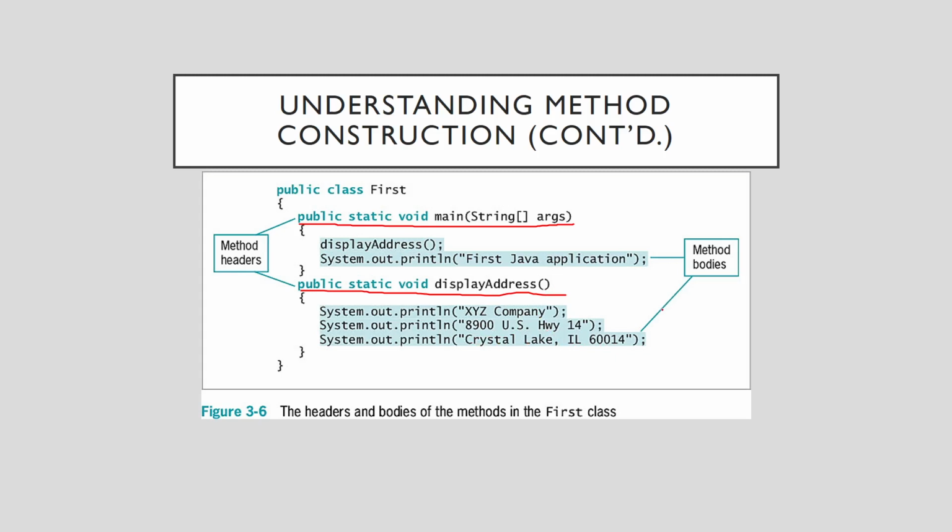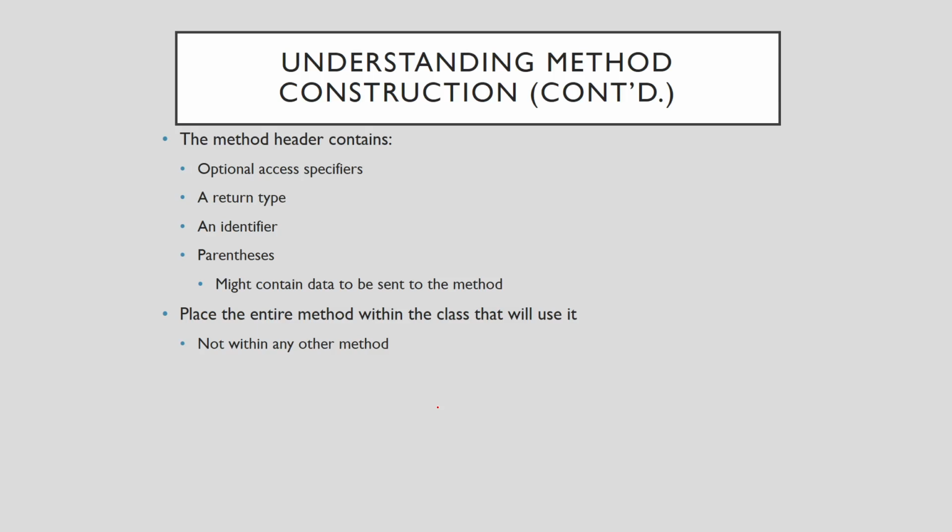Now, if you are going to identify the method bodies of these methods respectively, the content of the main method, or the method body of the main method, is these statements here, starting from the opening curly brace and ending at the closing curly brace. And the display address method body starts from here.